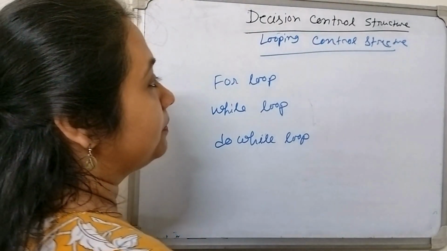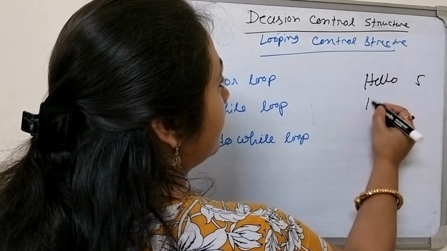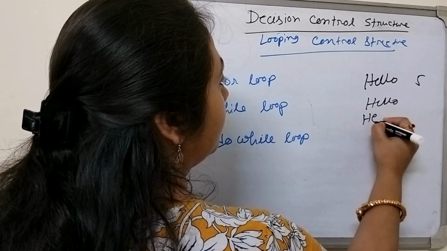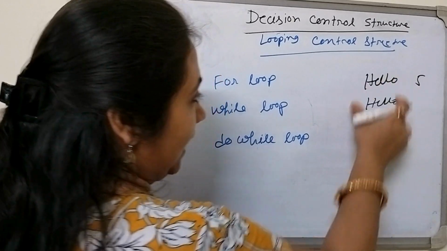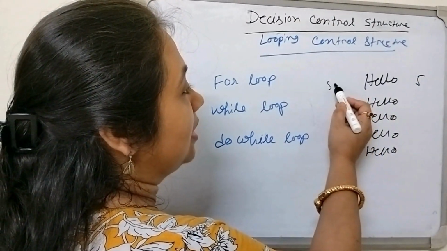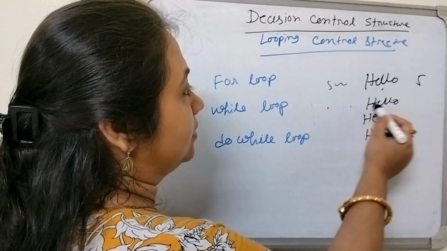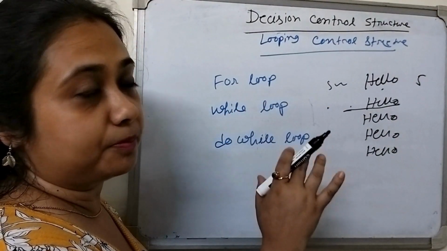Suppose we want to print hello 5 times. So hello, hello, hello, hello, hello. We have printed it 5 times. So what is the one process? System.out.println hello, System.out.println hello. This is the one process, but it is a time consuming process.